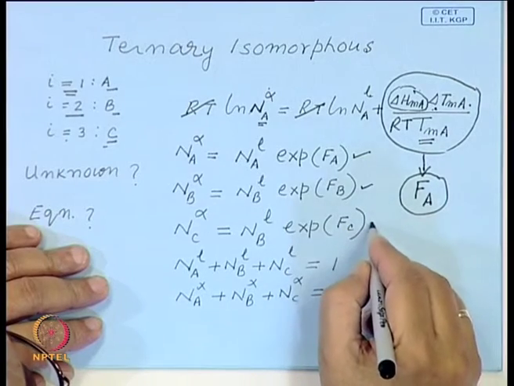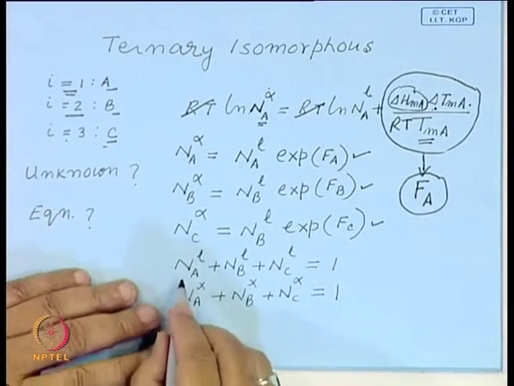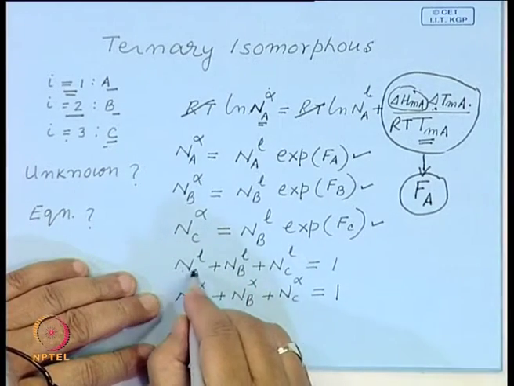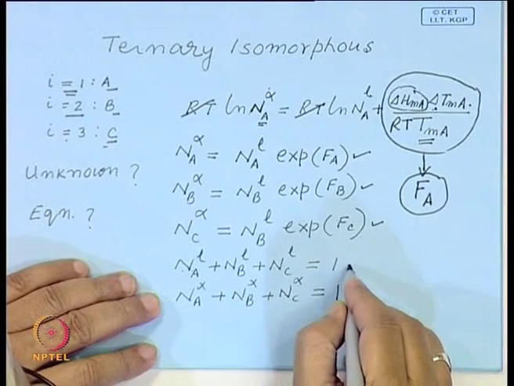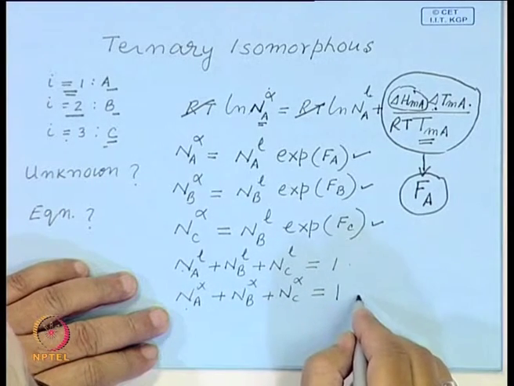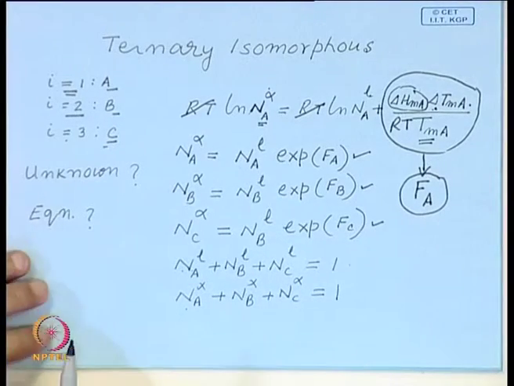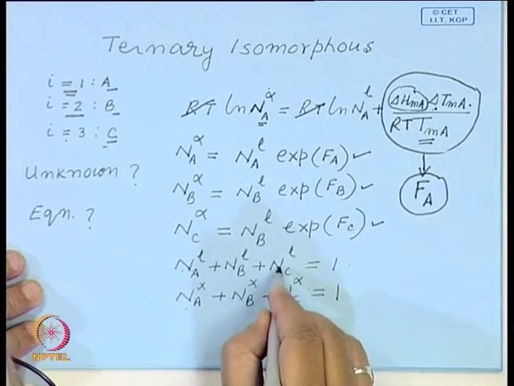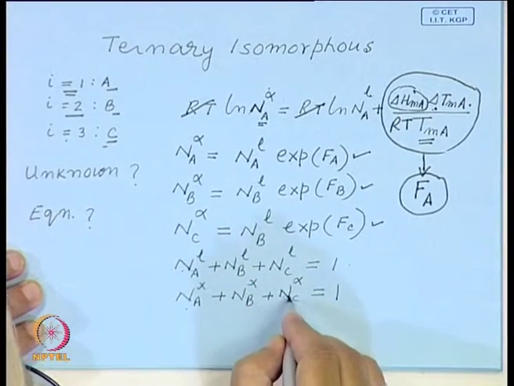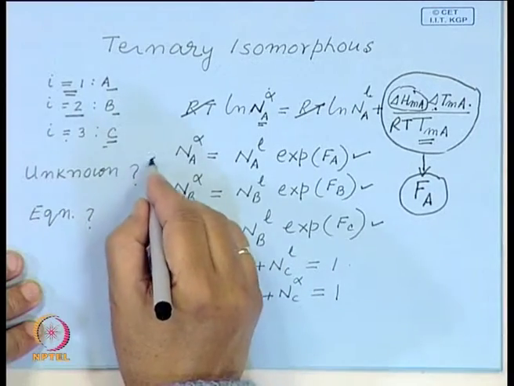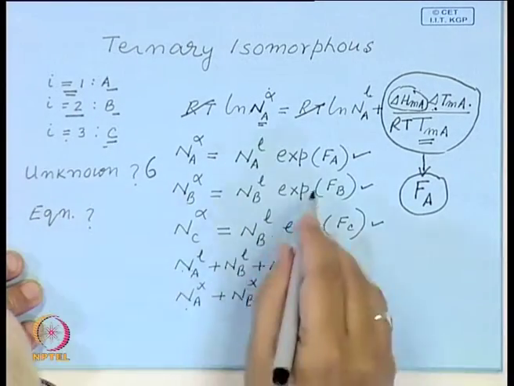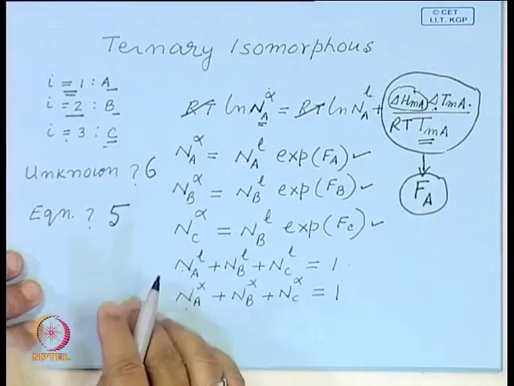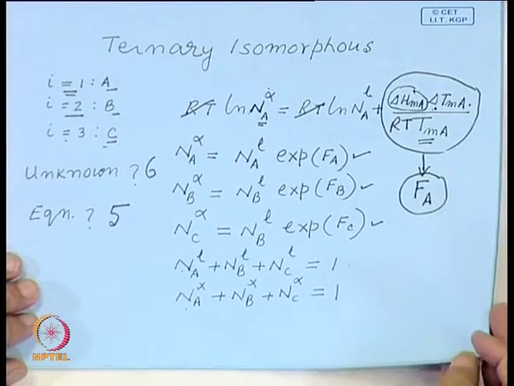This is the second equation, this is the third equation, and parallelly we also have that the atom fractions, if you add up A, B, C in liquid, it should be equal to 1. Now look at how many unknowns we have. Each of these, N A, N B and N C, are unknown. So you have 6 unknowns, but how many equations do we have? We only have 5 equations. Therefore, it is impossible to solve.